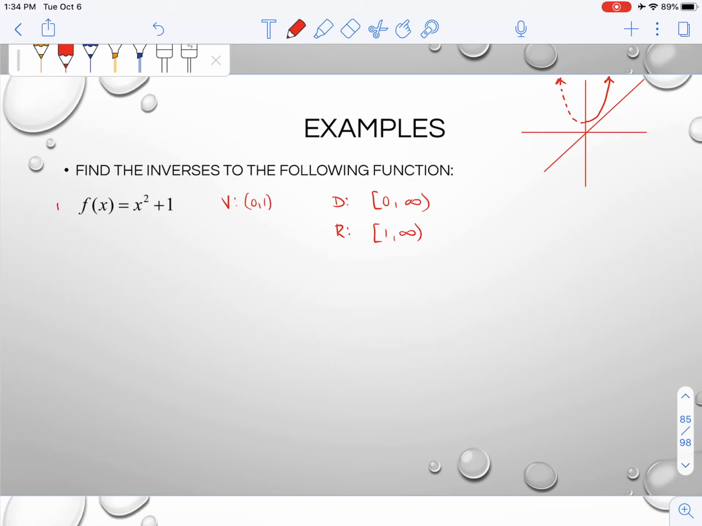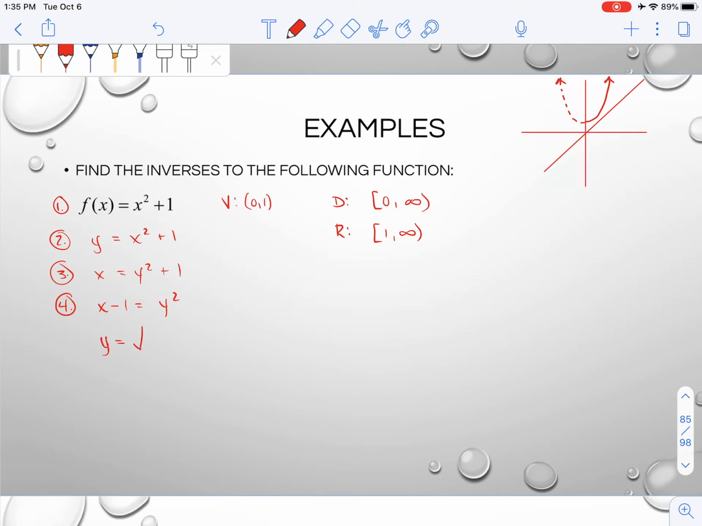So step 1, I've restricted the domain appropriately. Step 2, we're going to rewrite f of x as y. Step 3, I'm going to switch all my x's and y's. So I'm going to have x equals y squared plus 1. And step 4, we're going to solve for the new x. So I'm going to subtract 1 on both sides. Then here, I'm going to take a square root.